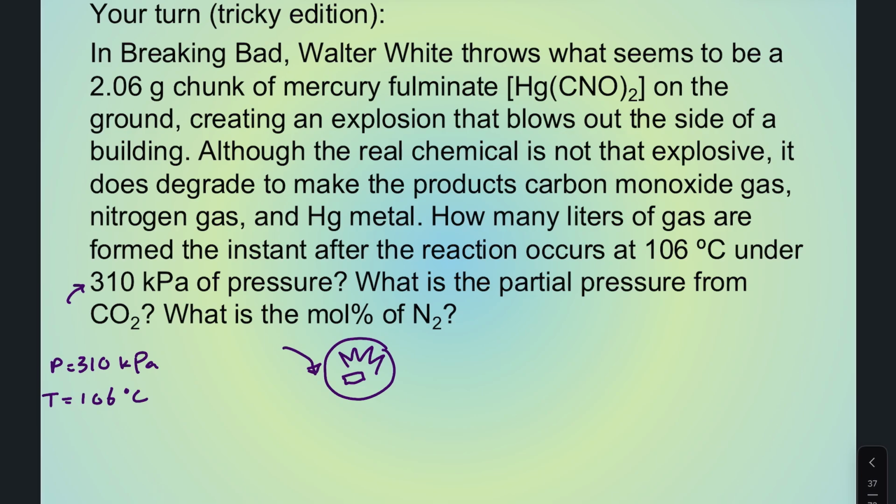And the mass of the chunk is 2.06 grams of HgCNO2. Okay, that's all the information that you need. The rest of it you're going to be able to get from the periodic table. I want to know what the partial pressure is from the CO2. So the overall liters of gas that are formed, the partial pressure of CO2, and then the mole percent of N2.